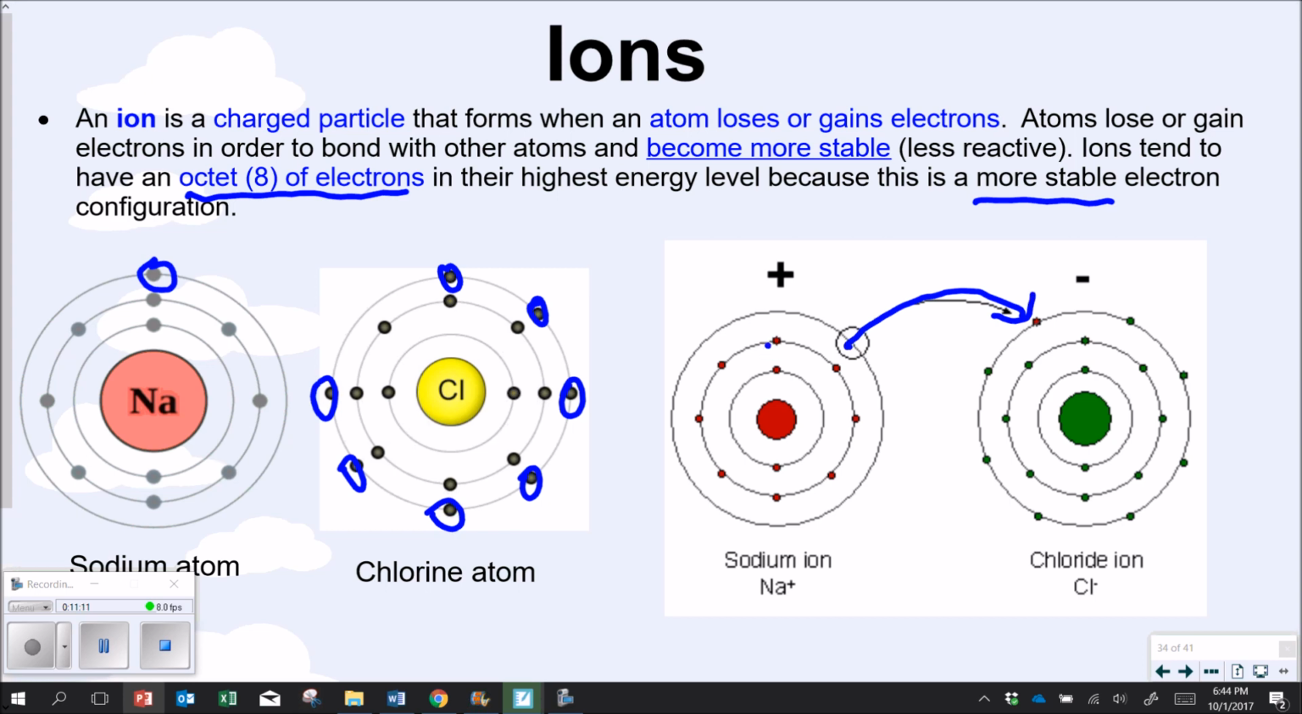Now sodium has 1, 2, 3, 4, 5, 6, 7, 8 electrons in its outermost energy level, and chlorine also has 1, 2, 3, 4, 5, 6, 7, 8 electrons in its outer energy level. So they are both more stable by combining with each other.